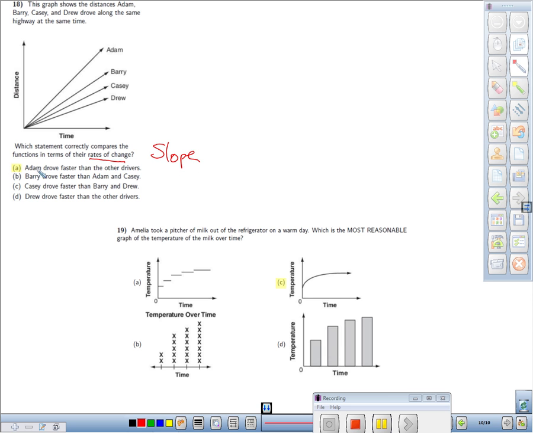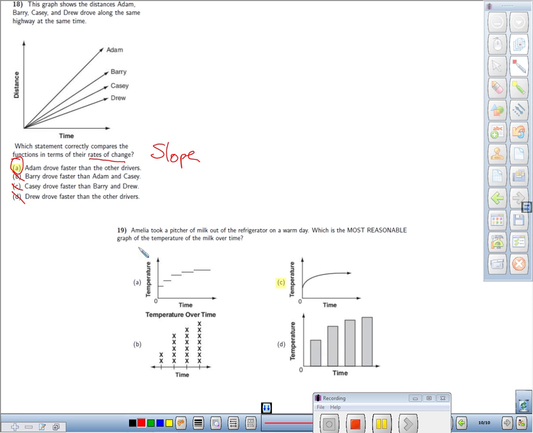So let's read them. That Adam drove faster than the other drivers. Well, yeah, greater rate of change. Notice he went a further distance over the same period of time. That means he was driving faster. Notice, did Barry drive faster than Adam? Well, clearly not. Did Casey drive faster than Barry? Well, no. Did Drew drive faster than anyone? Well, definitely not. So A is the only one that even remotely makes sense. Pretty easy problem. All right, last one.